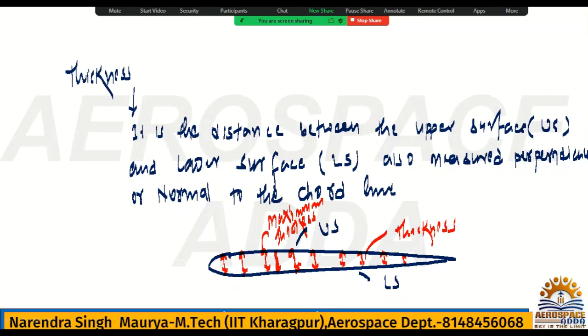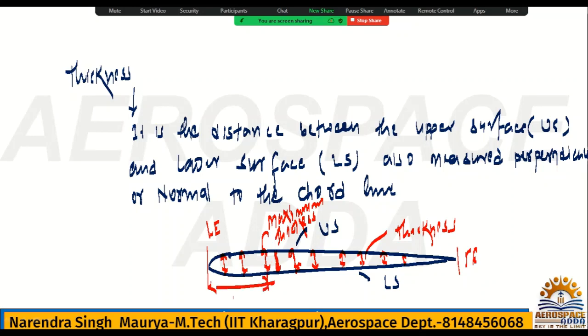You got my point? As I told you, somewhere there is the maximum distance between the upper and lower surface, right? So this is the complete nomenclature of the airfoil. Now all terminology you got it. Obviously this is the leading edge and this is the trailing edge. So thickness you can measure anywhere, but maximum thickness will be only one.